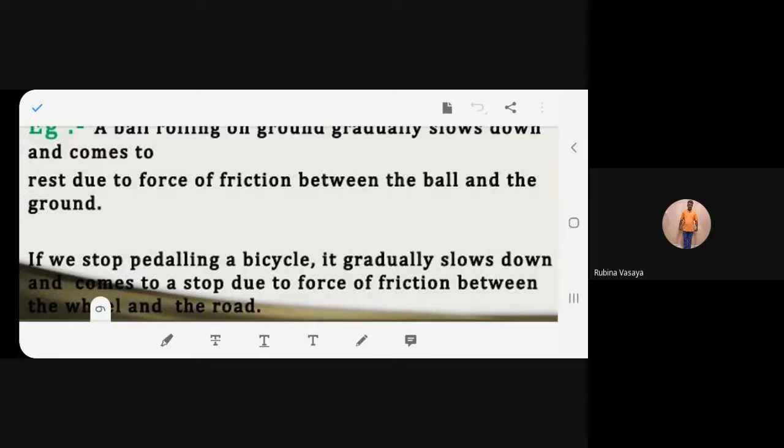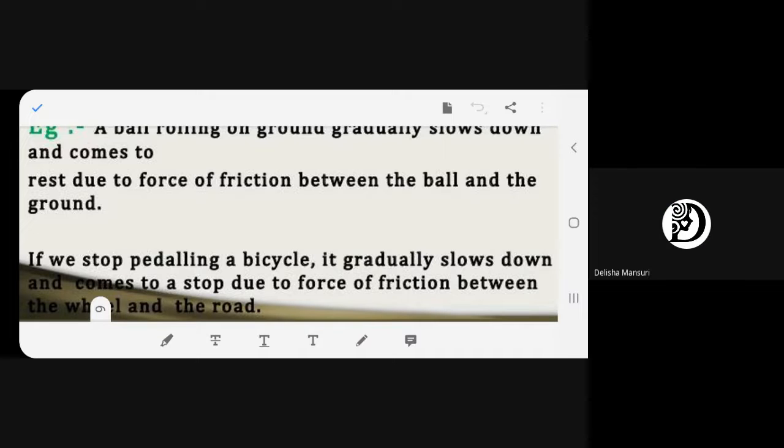So you were pedaling, the cycle was moving, and then you stop pedaling. The cycle is still moving, and after some time it will come to rest. After some time it will stop. Why? Due to frictional force as well as your pedaling. You understand?